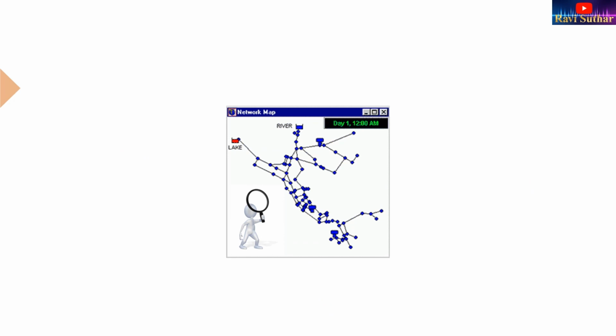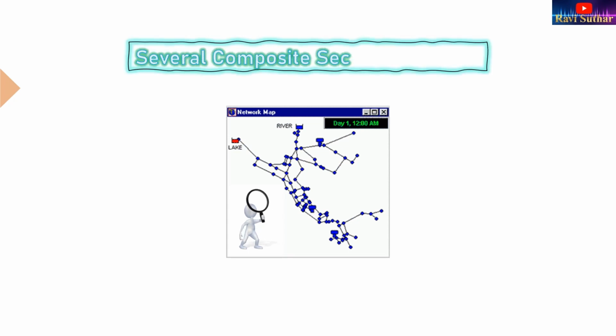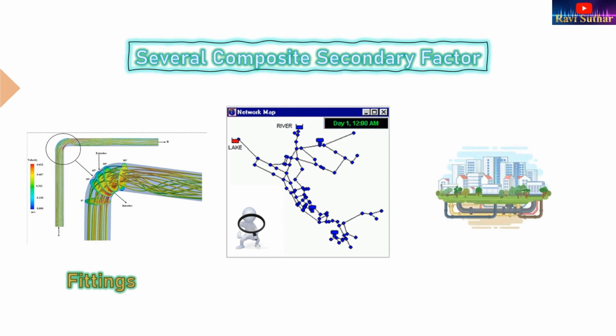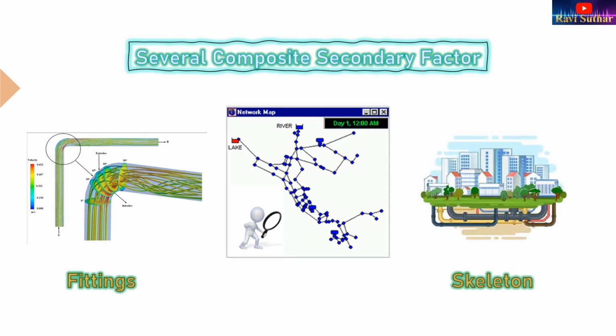When we design a water supply distribution network in computerized software, we take a theoretical value of the roughness coefficient. But there are several composite secondary factors, for example the fittings and the skeleton of the pipe, which impact the value of the roughness coefficient and are generally not considered while designing the system.